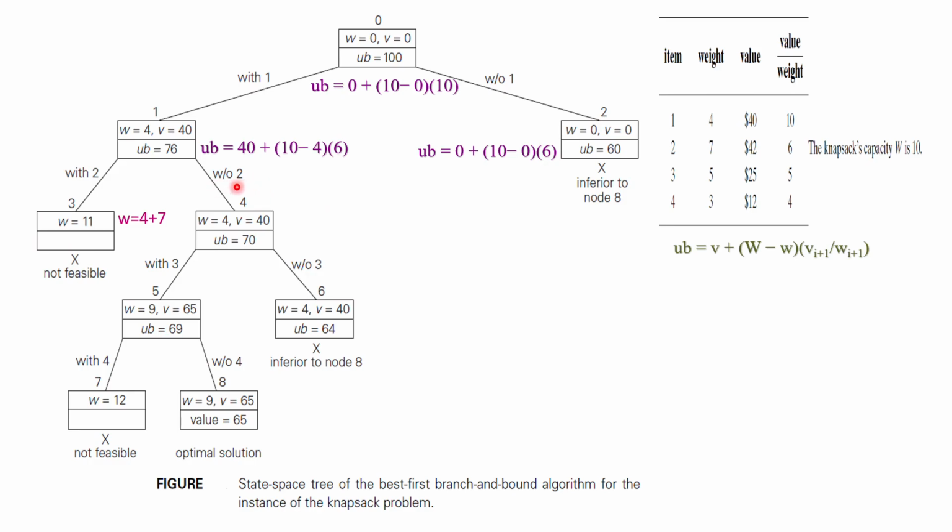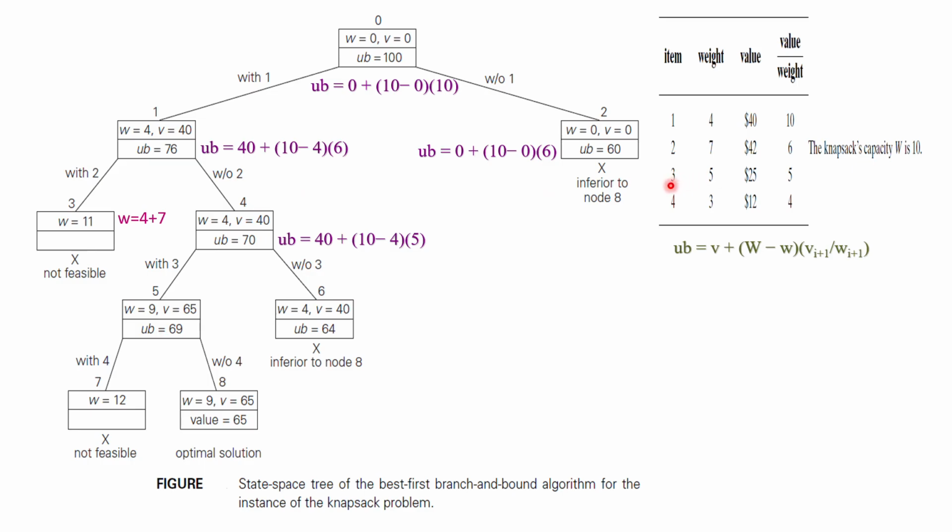Next, I'll move to this part, without 2 here. Now I am not including the second item. If I am not including this, then this W and V value remains as it is, W4 and V40 here. So next I have to find the upper bound. Same thing, you substitute the values. V value is 40. Capacity of the bag, that is knapsack, is 10. And W is 4. Now which ratio you have to consider? You are checking for the I value 2. Then which ratio you have to consider? I plus 1. 2 plus 1, it is what?